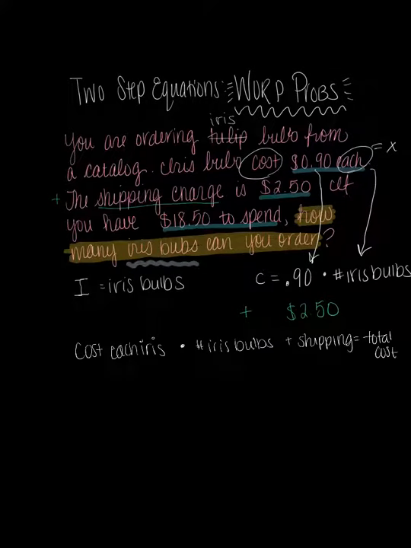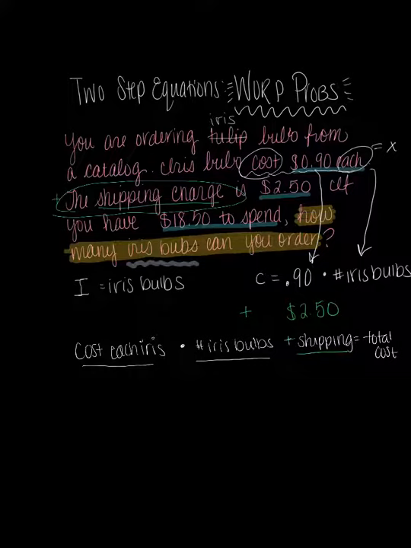So if I'm representing this word problem with other words, I'm basically summarizing it as the cost of each iris, I have to multiply by the number of iris bulbs I buy. And I have to add my shipping charge, which was up here. So I have to add that, and that is going to give me my total cost. Now let's look at plugging some numbers in.